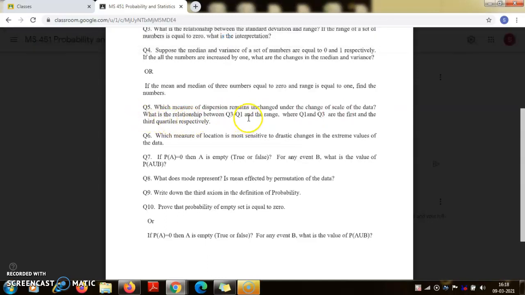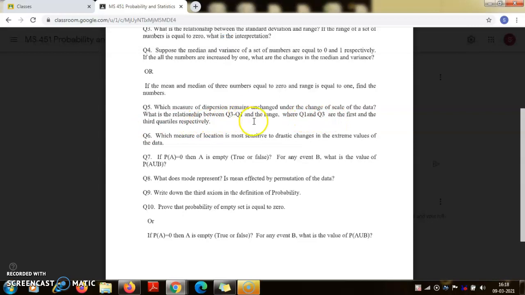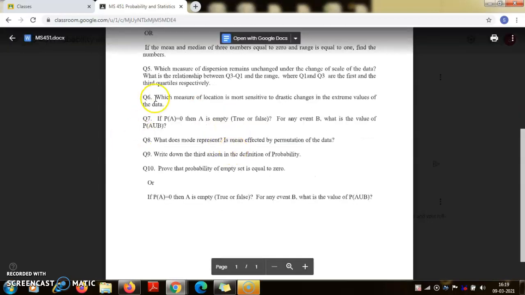What is the relation between Q3 minus Q1 and the range, where Q1 and Q3 are the first and third quartiles? Obviously they cannot be more than the range because Q1 and Q3 will be between the minimum and maximum, right? So Q1 is more than the minimum and Q3 is less than the maximum, therefore Q3 minus Q1 cannot be more than the range. So Q3 minus Q1 is less than or equal to the range.